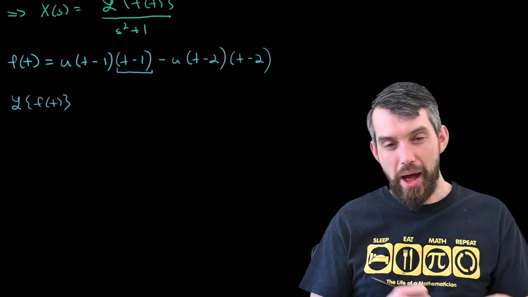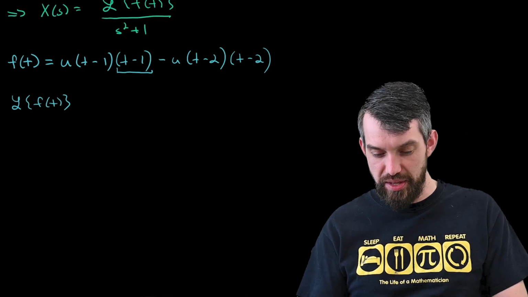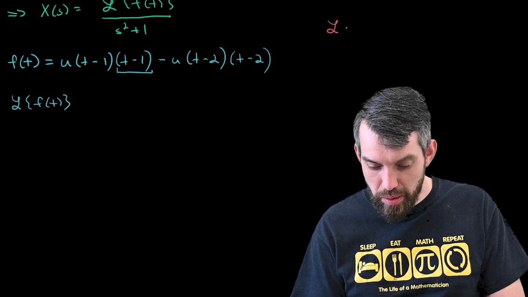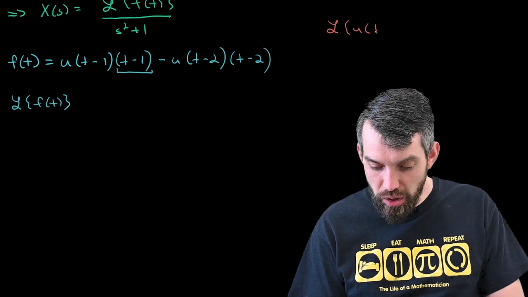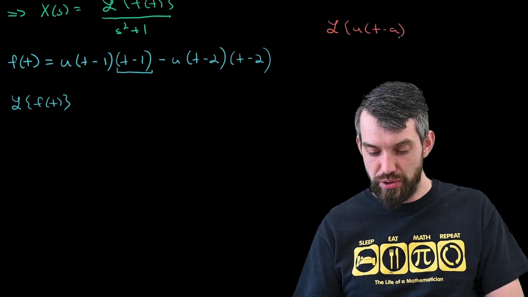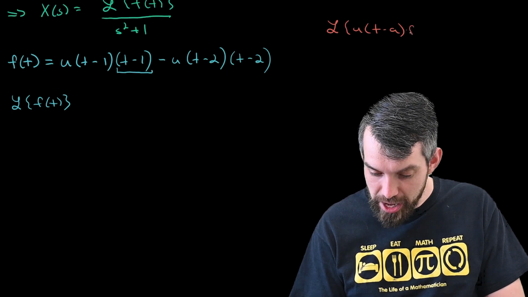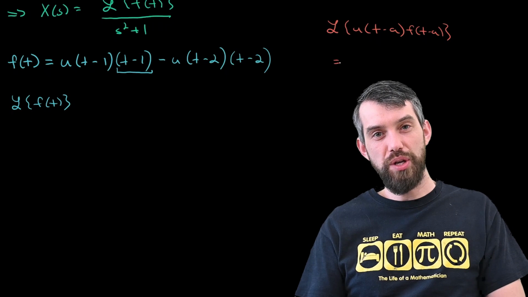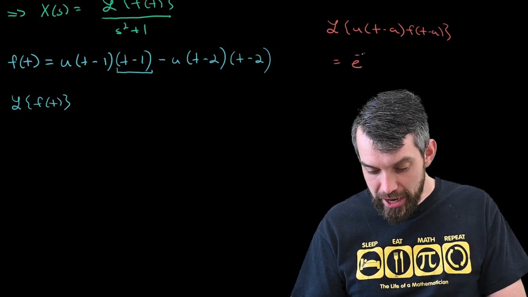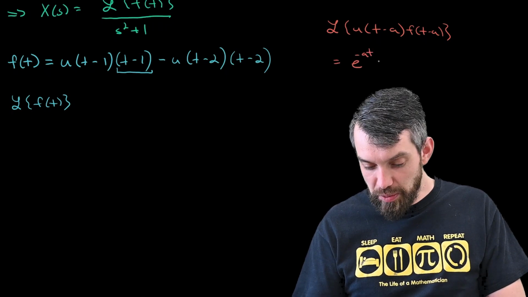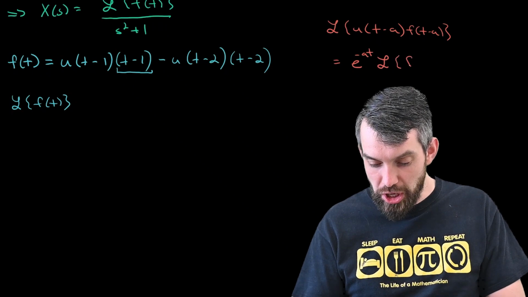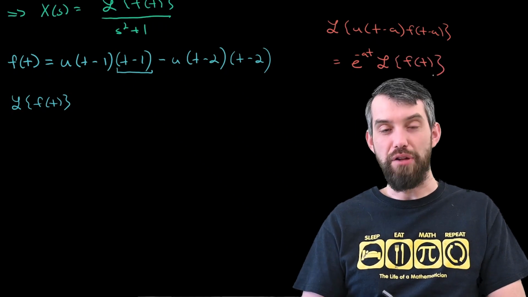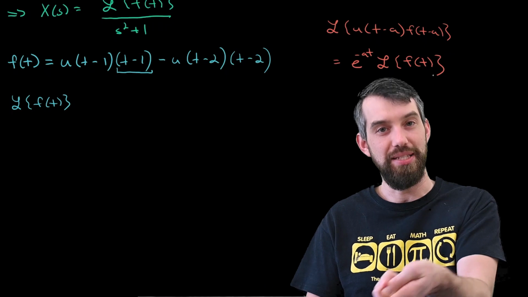And I want to remind you of a nice fact before we try to do this, namely that we had studied in our previous video how to deal with expressions like this, Laplace transform of u of t minus a times some function at t minus a. And what this was going to equal to was e to the minus at multiplied by the Laplace transform just of the function f of t itself, not shifted now by t minus a.